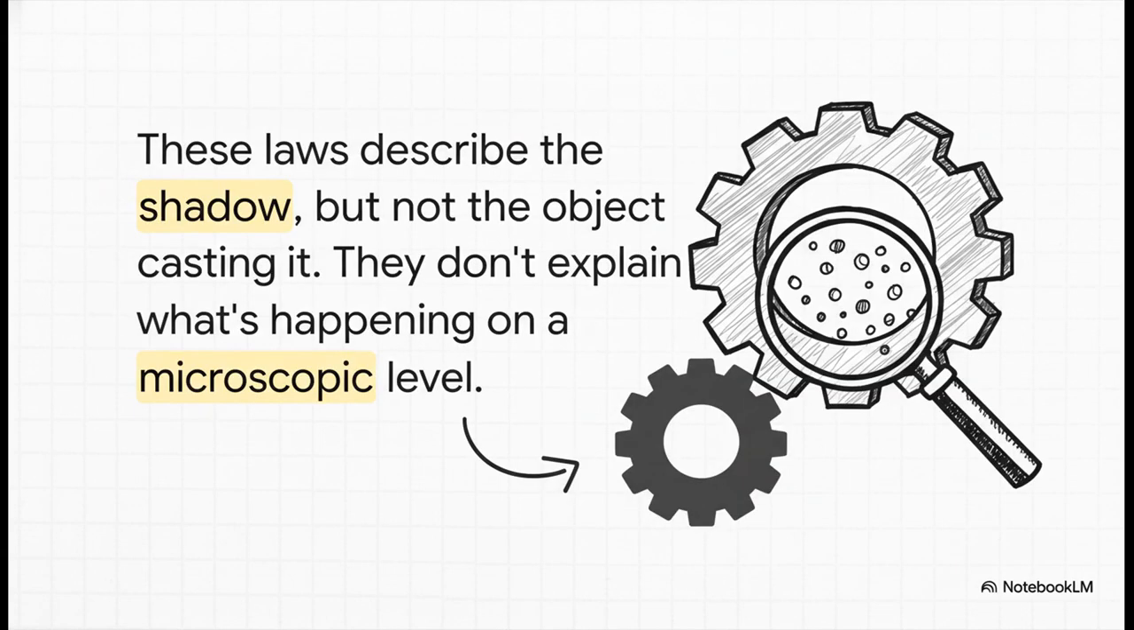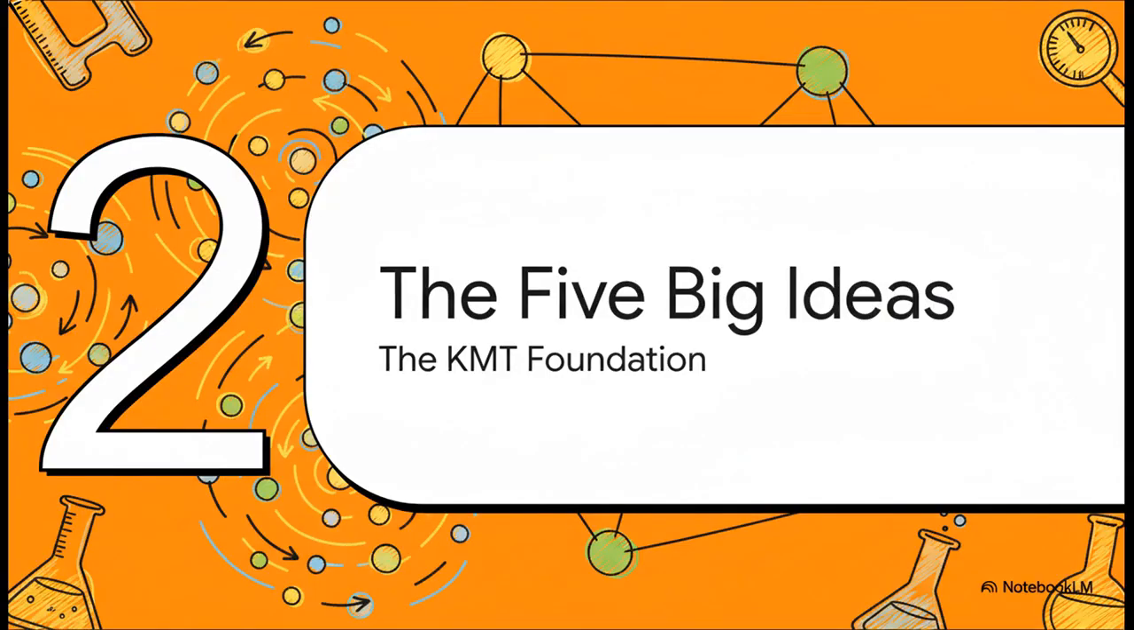But here's the catch. Those laws are fantastic for predicting what's going to happen, but they don't tell you a thing about the microscopic dance of molecules that's actually causing it all. It's like they describe the shadow perfectly, but they don't tell you anything about the object that's casting it. To get to the why, we needed a whole new way of thinking. And that brings us to the solution. It's a beautifully simple model called the kinetic-molecular theory. So let's break down the 5 big ideas that it's built on.